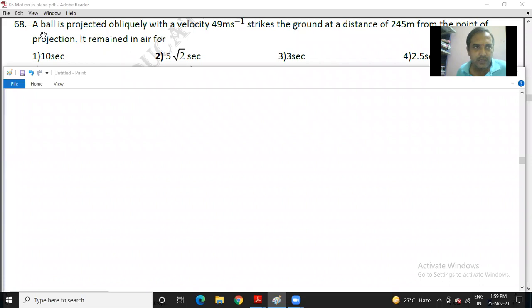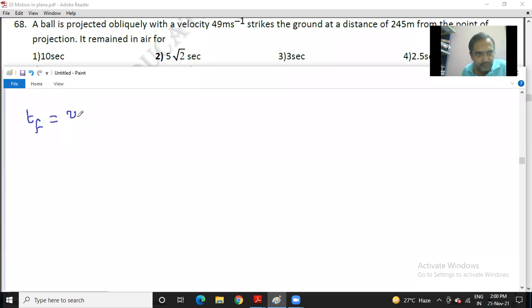Let us proceed with another question. A ball is projected obliquely with a velocity of 49 meters per second, strikes the ground at a distance of 245 meters from the point of projection. It remained in air for, so we have to find out the time of flight.